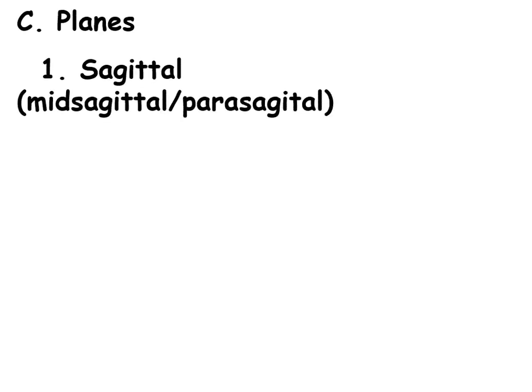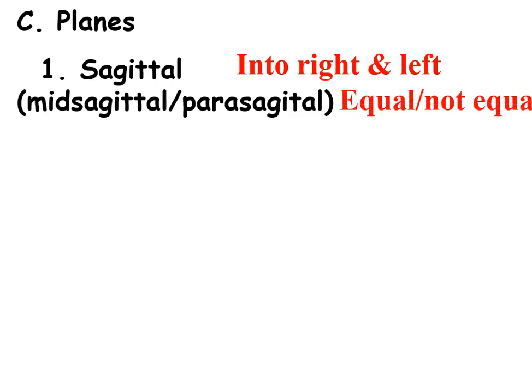Planes of the body. How do we divide the body so that we can talk about certain areas? If we divide the body into right and left, it's sagittal. It's a sagittal plane. If we do it in equal right and left, it's mid-sagittal. If we do it in unequal right and left, it's parasagittal.